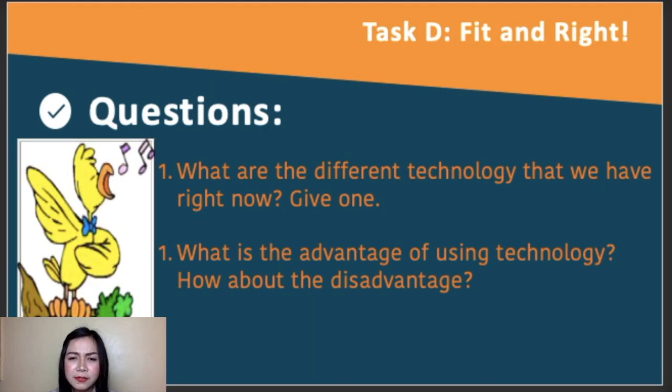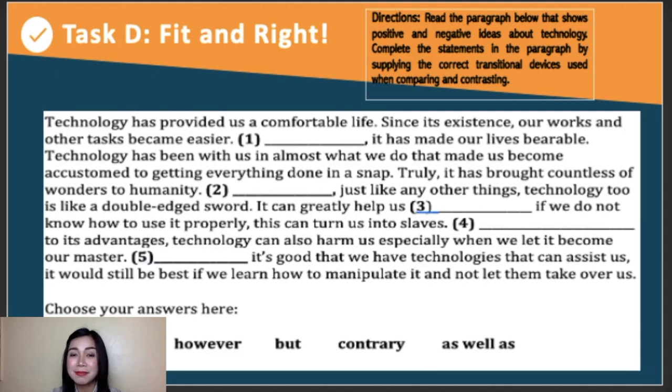So, the advantage of using technology by Edith, she said that it makes her life easier. Very good. How about the disadvantage? Yes, Casey. It makes you feel lazy and tired each day. I totally agree with that, Casey. Yes, thank you very much for sharing your answer. Now, let's read about technology. Let me read the direction. Read the paragraph below that shows positive and negative ideas about technology.